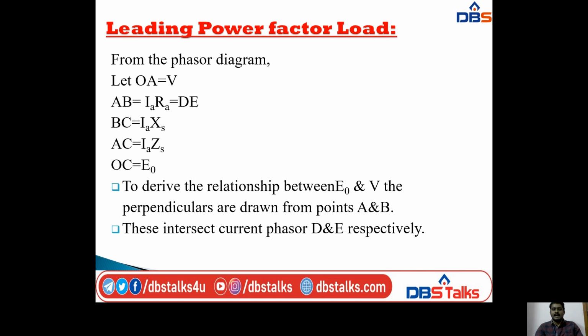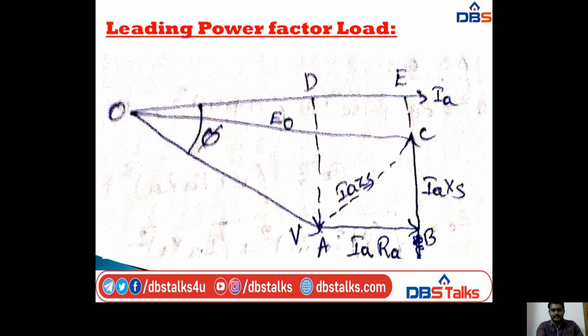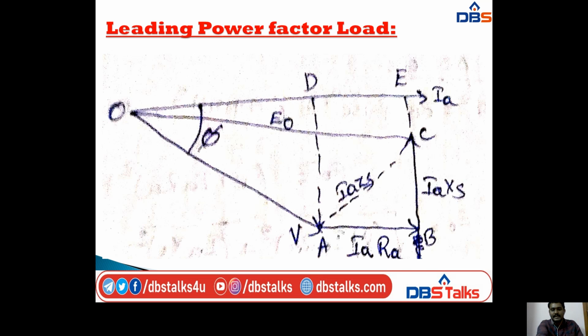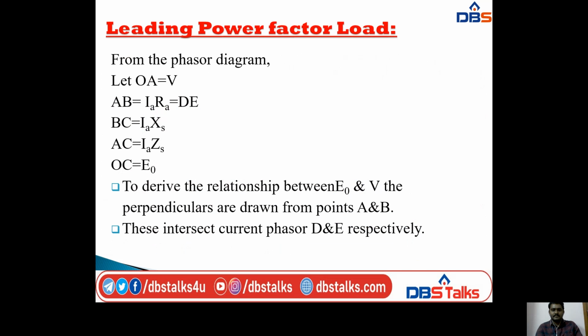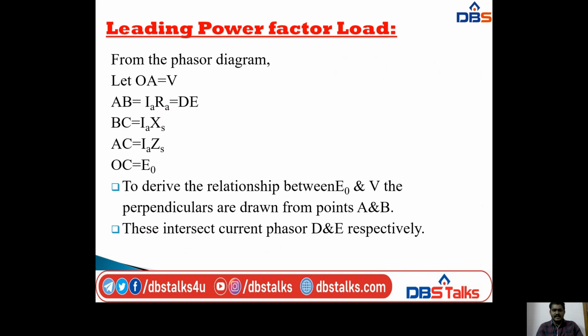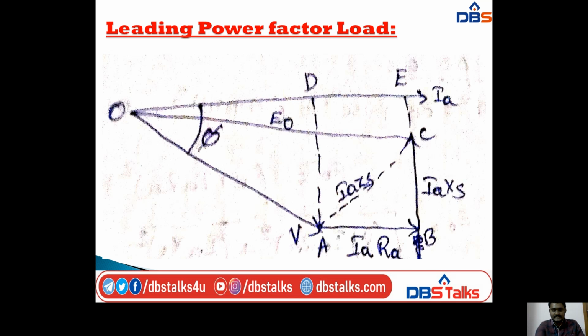Next, from the phasor diagram I am taking OA equal to V phase, or V. AB is equal to DE, which is equal to IaRa. BC is equal to IaXs. AC is equal to IaZs. And OC is equal to E naught, or E phase. So this line is the E naught.